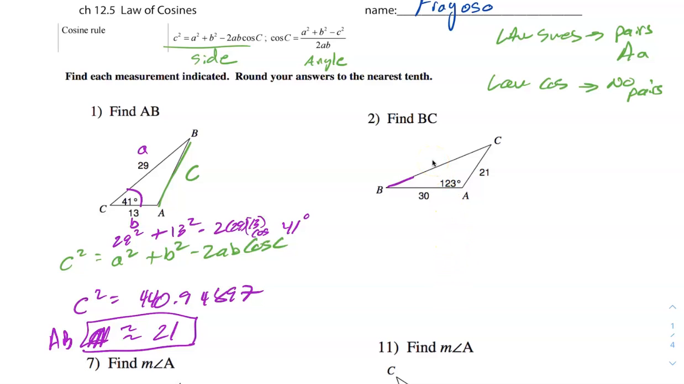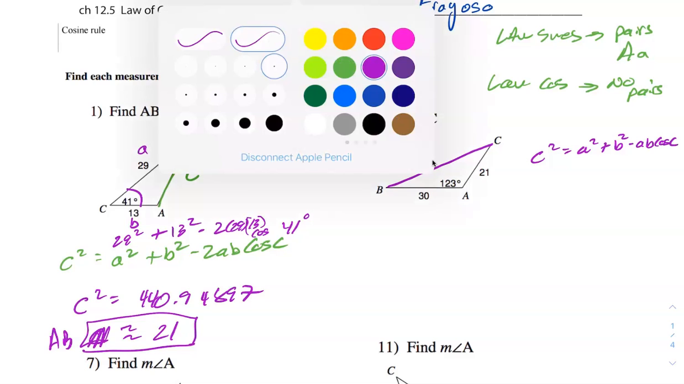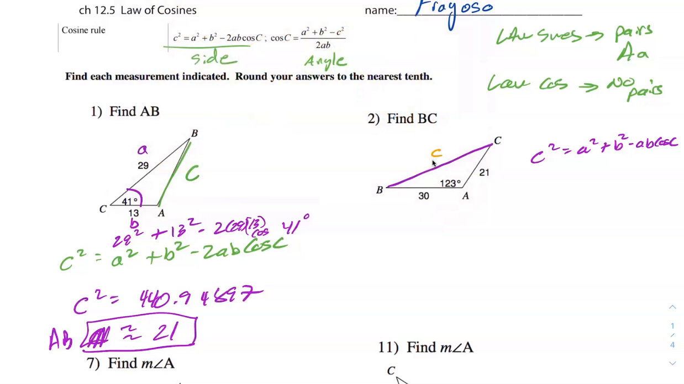Next one, similar idea, BC. So they want us to find this. Now again, for me, the key is just use the formula the way it is, and whatever you're looking for is your C. That's all it is. Ignore the letters they give you. Who cares? This is my C, which makes this C. A and B don't even matter. So my angles would be 123. These two things would be A and B.